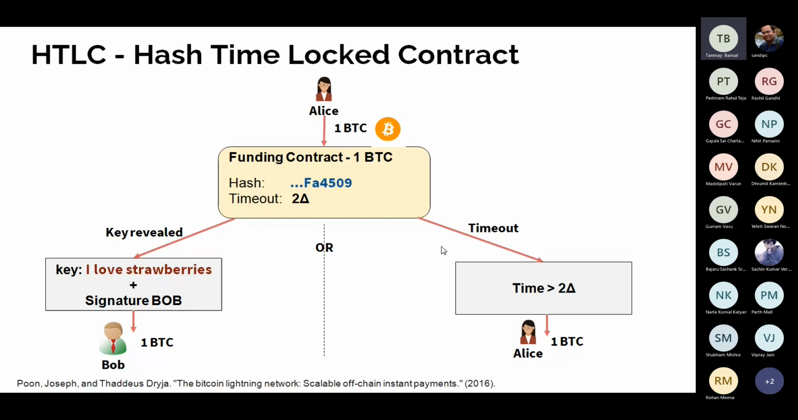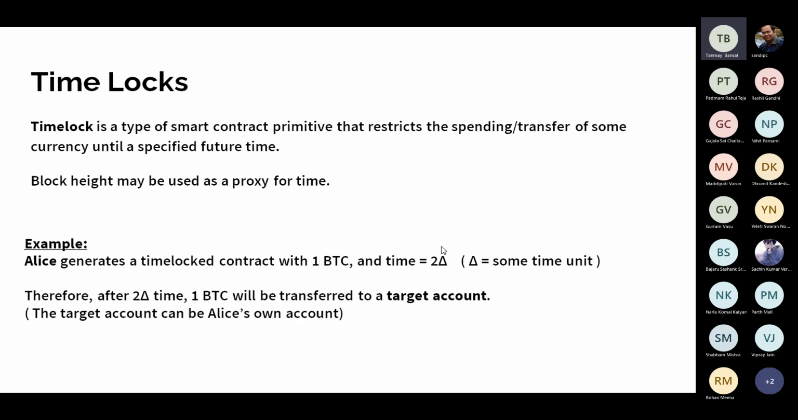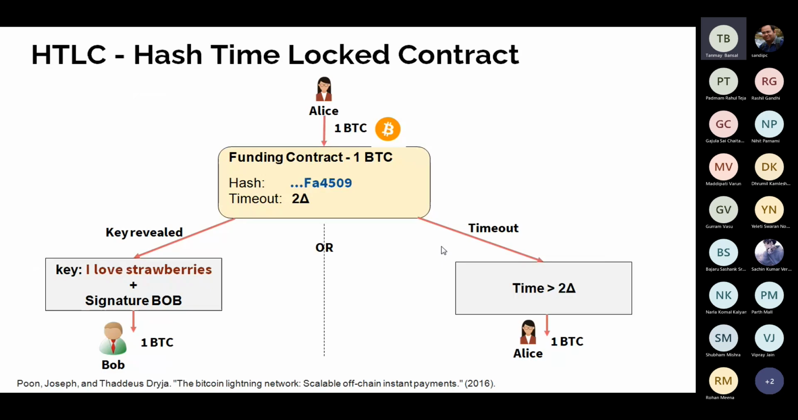So as we said in the previous example, the last point is that the target account can be Alice's own account, which is what we are using here. With this timeout of 2 delta, the target account would be Alice. So either Bob would be able to claim it with the key if it is revealed, and get that 1 Bitcoin, or if, for example, the key is not revealed by Alice in the first place for some reason, then after time 2 delta, it will go back to Alice.